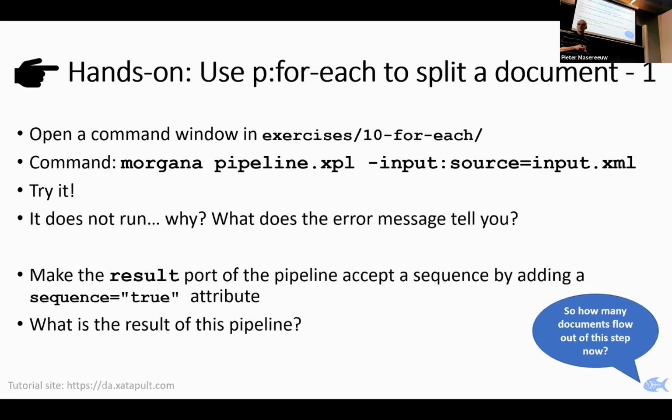The question is, does the for-each assume each context is a document rather than, say, an element? The question was, does the for-each get a document or an element as its primary input? Yes, it's a document. It's always a document. Yeah, it's a document node that flows through.